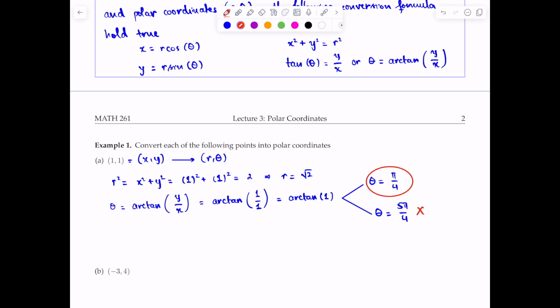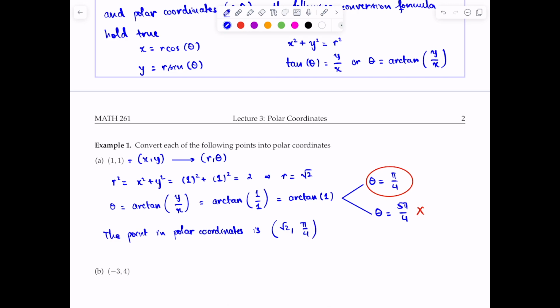In the case where you have the point to be (-1, -1), then the point is in the third quadrant. If that is the case, then you can choose the value of theta equal to 5 pi over 4. So you have to be careful of what the point is that is given to you. Okay, so the point in polar coordinates is square root of 2 comma pi over 4.